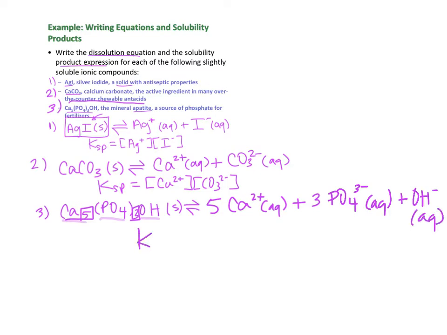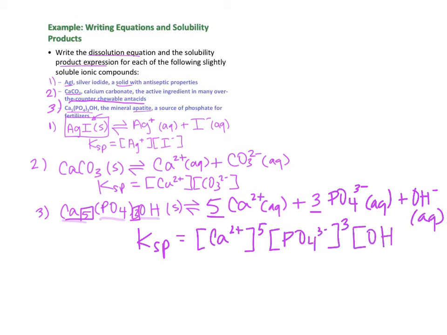So the Ksp for this would be, again, a little bit longer, but it's just the ions. So remember, for equilibrium constants, we do take into account stoichiometry, so we are taking into account those coefficients, okay? So we are going to have calcium raised to the 5, and then we have phosphate raised to 3, and then we just have OH minus. And that's our Ksp for that last one.